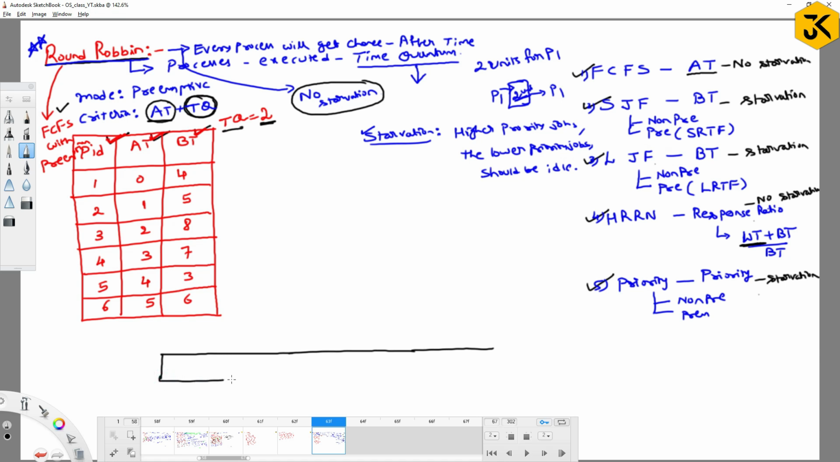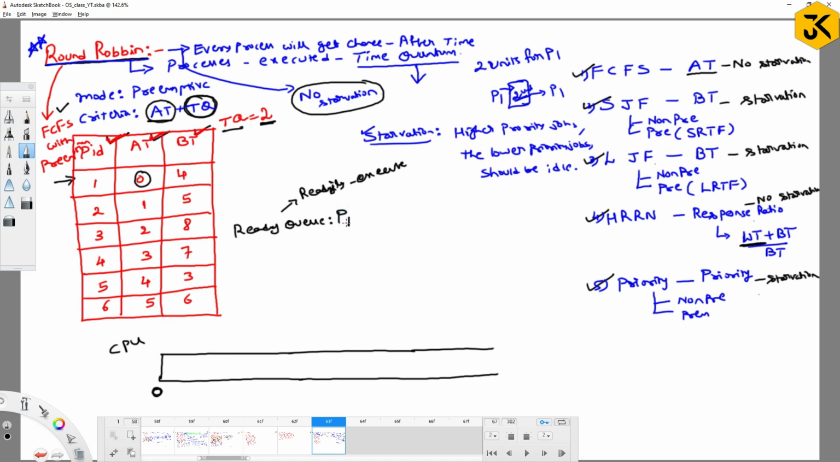Right? So assume this is a CPU, initially starting at 0 units of time. And I am going to take one more queue called the ready queue, which is meant to store the various processes that are readily available to execute. Okay, fine. So at 0 units of time, what is the process available for us? P1 is available, so it will be entered into the ready queue.